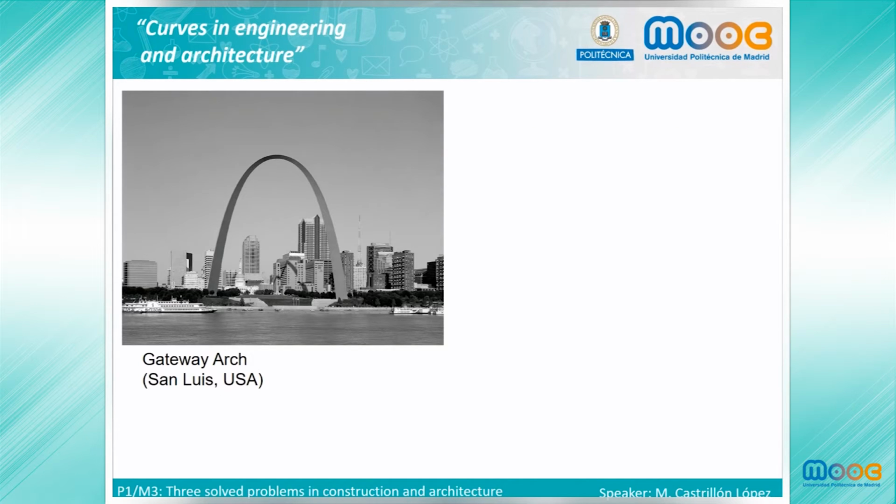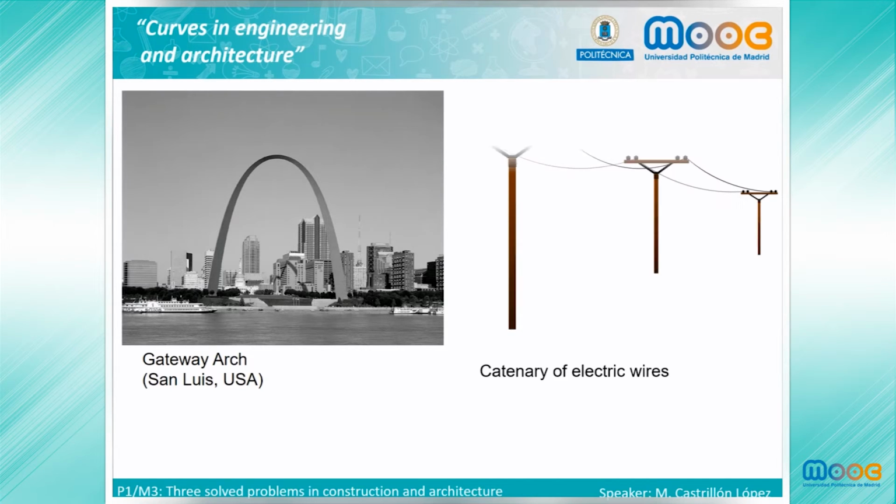There are nice examples of these catenary arcs. For example, this famous arc in San Luis, the United States. And the same principle governs the behavior of a hanging chain or cable, as for example this electric power cable.